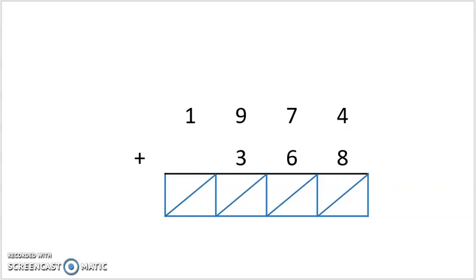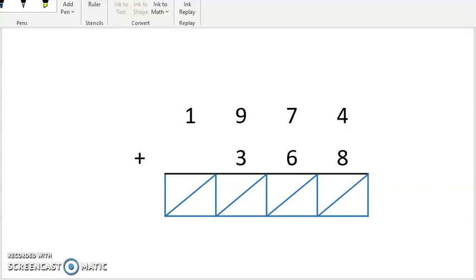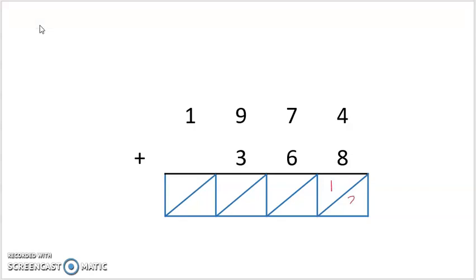1974 plus 368. For lattice addition, you look at the numbers in each column and add those, stating the ones and the tens. The tens are in the top, and the ones are in the bottom of that grid below. So if I have 4 plus 8, that is 12. That is 1 ten and 2 ones. So you record the tens and the ones in the grids.